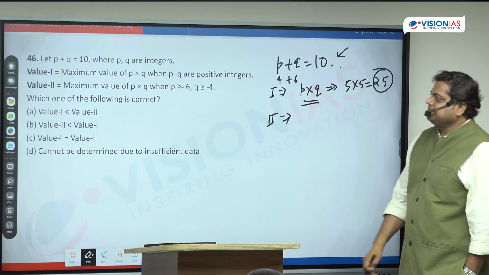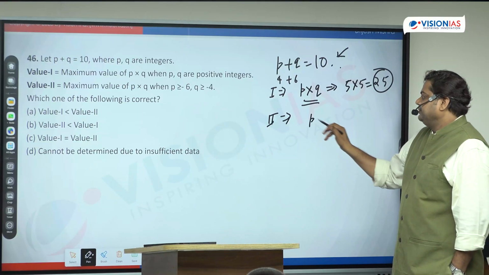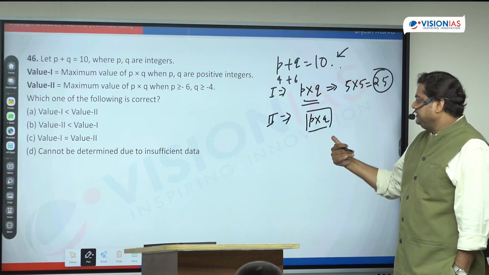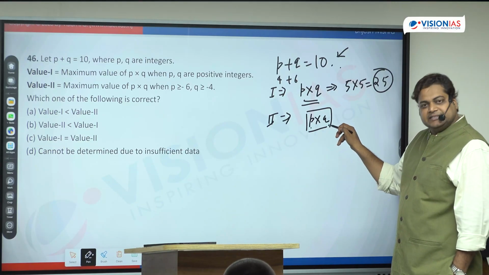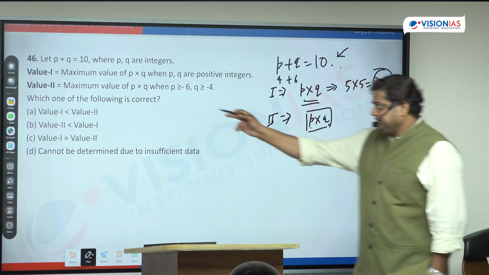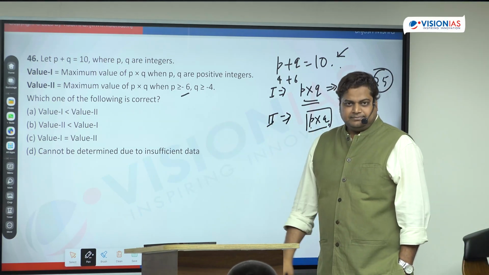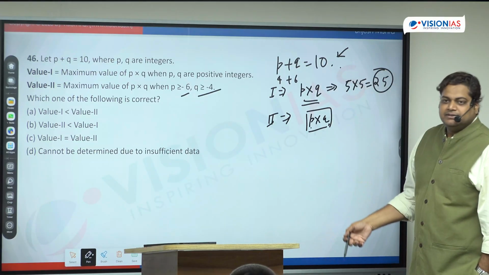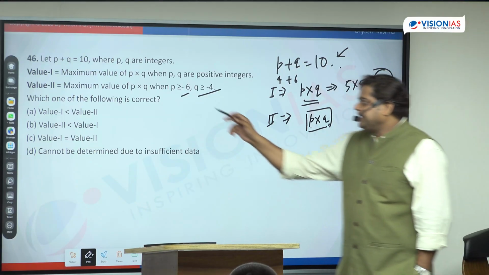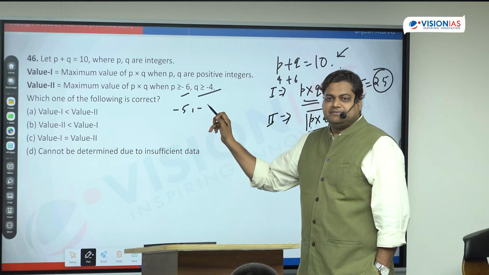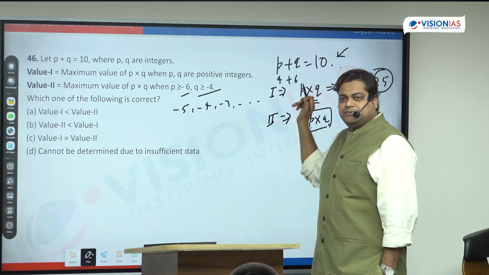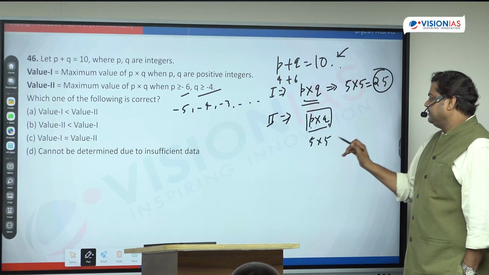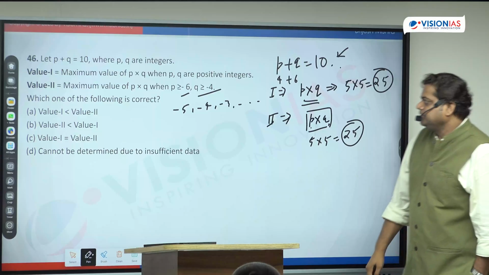Second value, maximum value of p into q. Again, p plus q is 10. Maximum value of p and q when they both are the same. So what can this be? When p is greater than or equal to minus 6, 5 we can take. q greater than or equal to minus 4, again 5 we can take. Because what number will be bigger than minus 6? Minus 5, minus 4, then 0, 1, 2, 3, 4, 5, this will go further. The same value 5 into 5 here also.